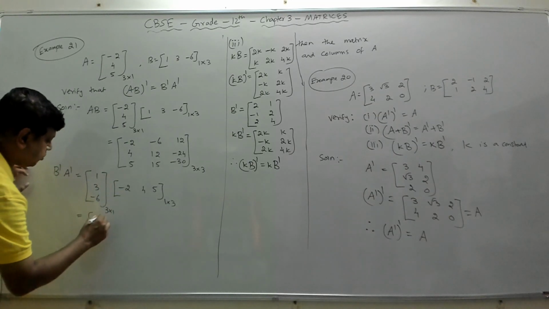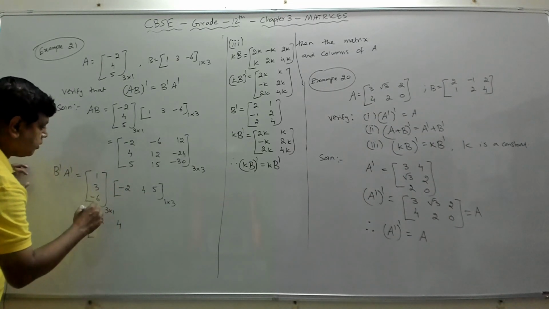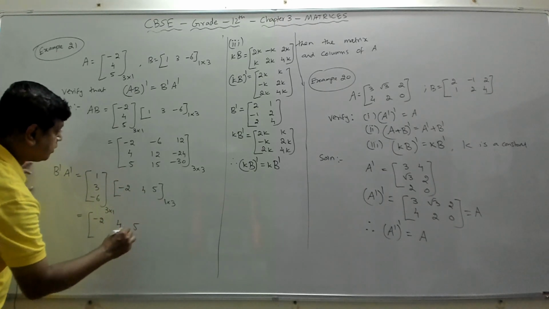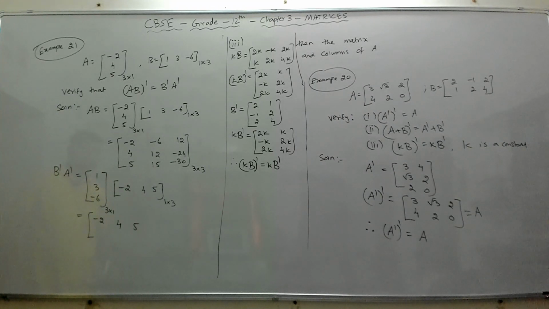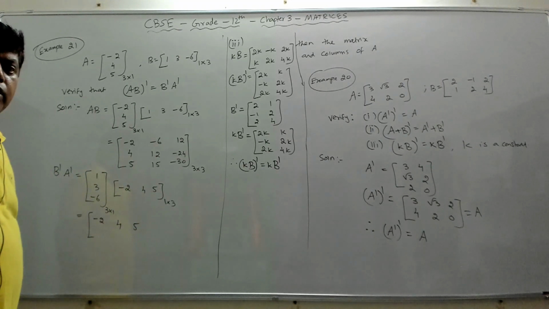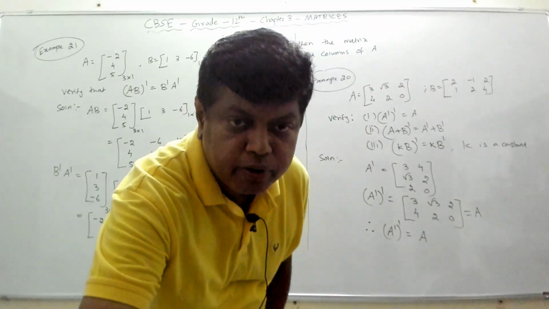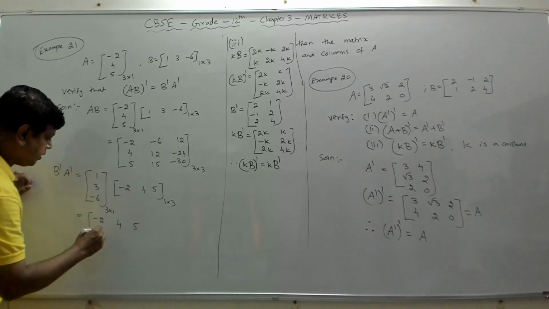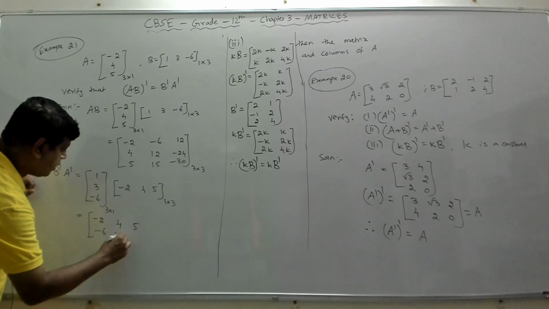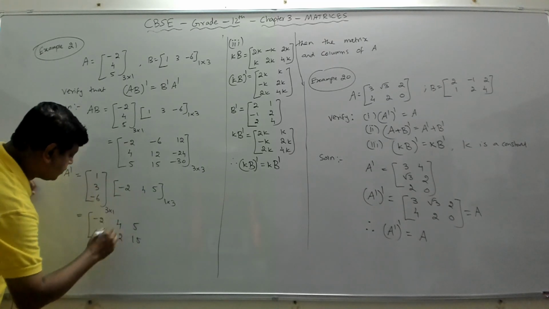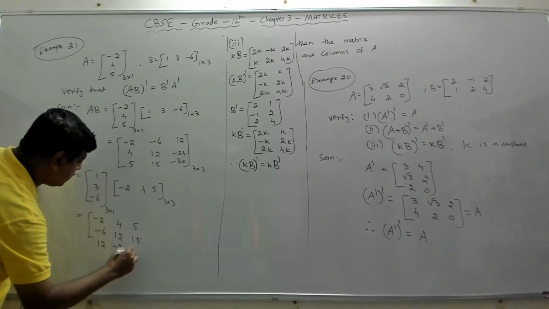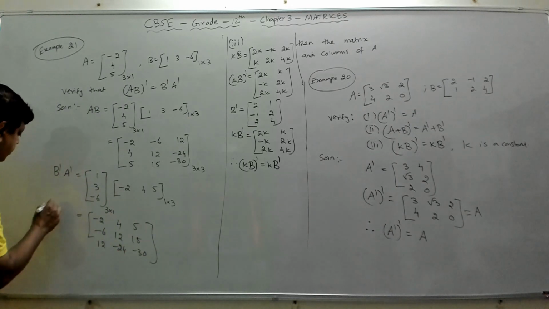1 into minus 2, minus 2. 1 into 4 is 4. 1 into 5 is 5. Fine. So clear? So B transpose into A transpose. Then again 3 into minus 2 is minus 6. 3 into 4 is 12. 3 into 5 is 15. And minus 6 into minus 2 is 12. Minus 6 into 4 is minus 24. This is minus 30. So this is your B transpose A transpose.